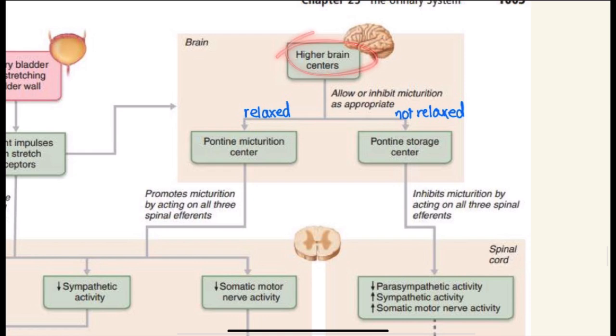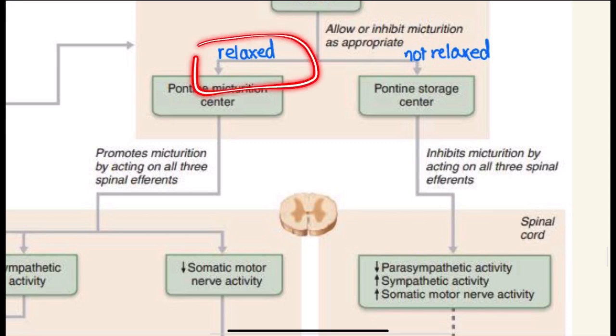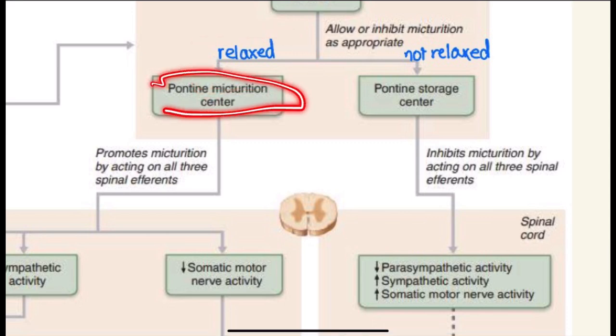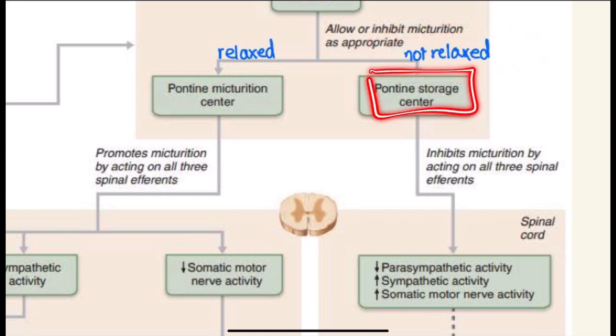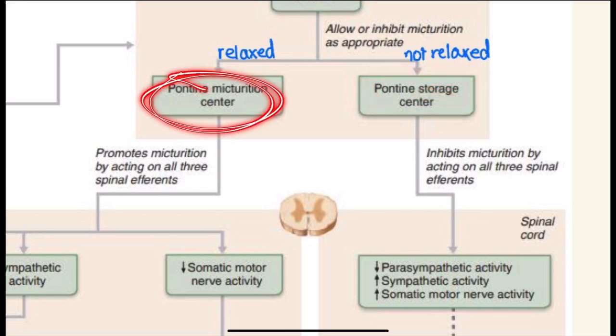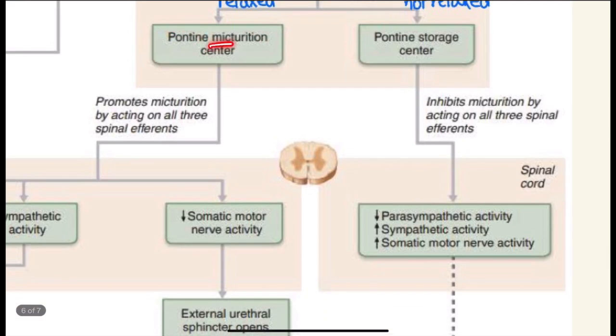Like I said, the higher brain centers are now going to allow or inhibit this process as appropriate. Of course, it's not always going to allow it or always going to inhibit it, right? So when a person is relaxed, you have the pontine micturition center. And when you're not relaxed, where are you going to go? The pontine storage center. So not relaxed, you want to store. Relaxed, you want the center to be the micturition center.